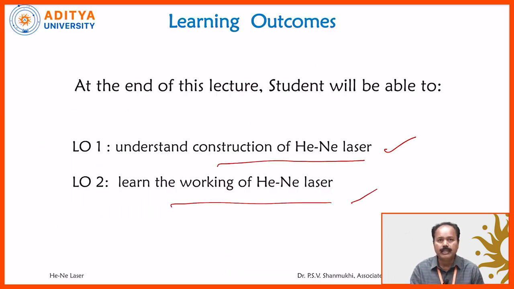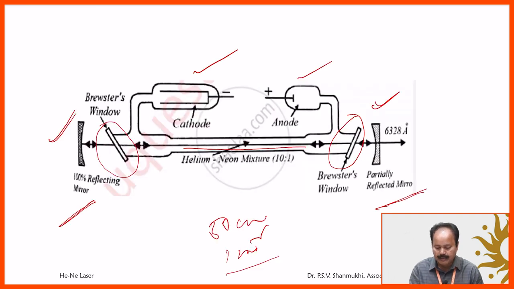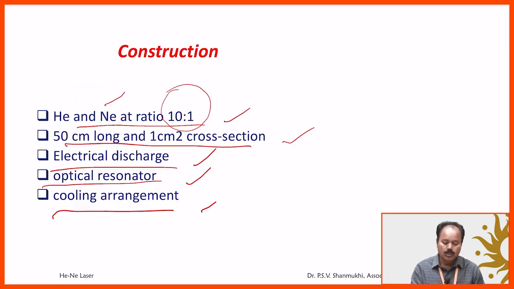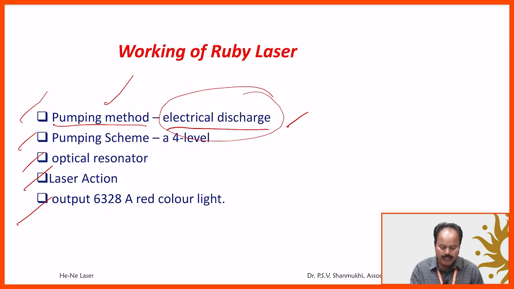Actually, the helium neon laser is a very powerful gas laser. It is used for cutting as well as welding of metals in industry. That much powerful it is. Coming to the working principle, we are using the electrical discharge method, and there is a 4-level pumping scheme involved in this process.